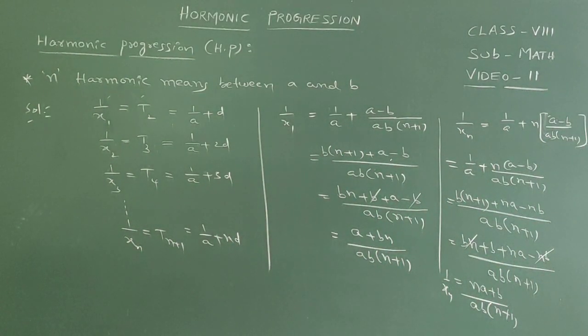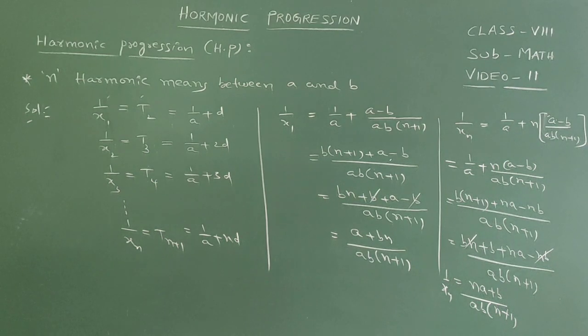And then observe this one. These are all means in AP, but we want them in HP. Now first observe this one. 1 by x1 equals 1 by a plus d. d means a minus b by ab into n plus 1. LCM ab into n plus 1. b of n plus 1 means bn plus b plus a minus b; b and b get cancelled. a plus bn by ab into n plus 1.